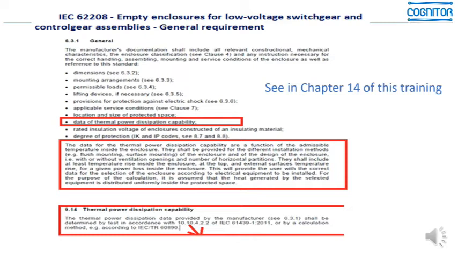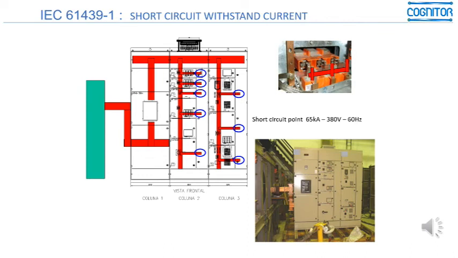Let's say when you are going to buy an enclosure, you have to know if that enclosure is able to dissipate, within the parameters of this standard, a certain amount of watts installed inside. Another important test is the short circuit withstand current test, in which we apply the maximum values of short circuits, which will pass through the bus bars of the equipment.